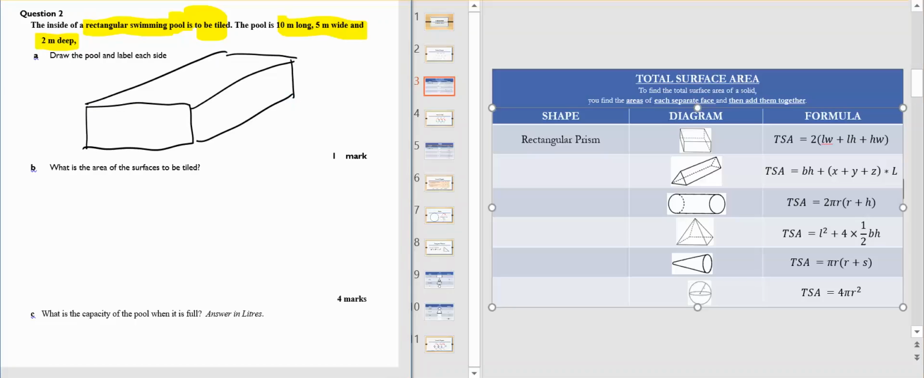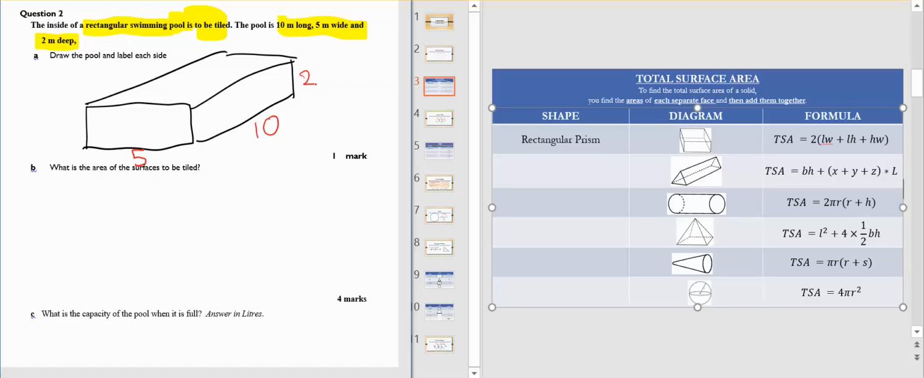We then need to label it. So we've said that it's 10 metres long, 5 metres wide, and 2 metres deep. Right there is one mark. That's all you needed to do to draw the pool. We're now going to be asking questions about area and filling it with water as well.